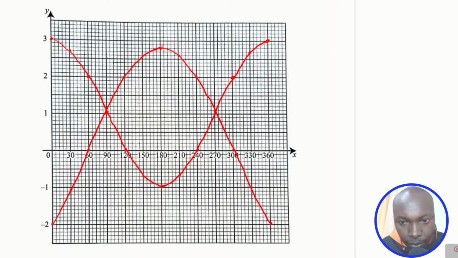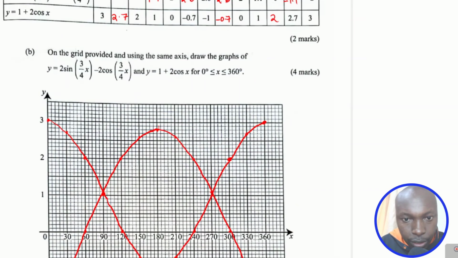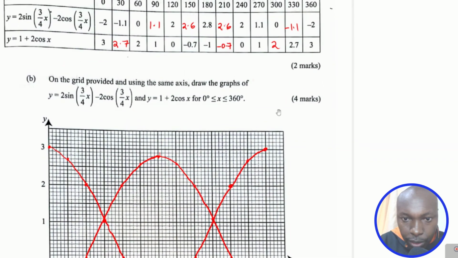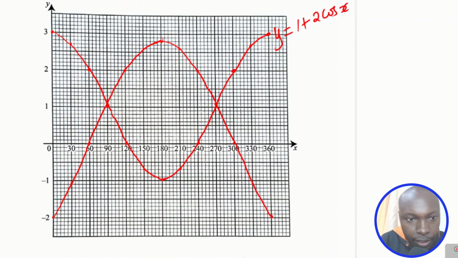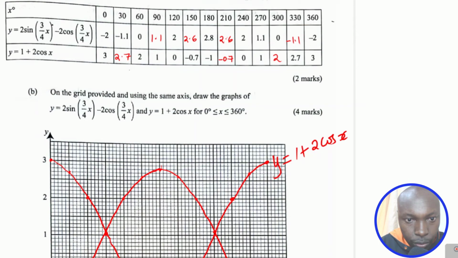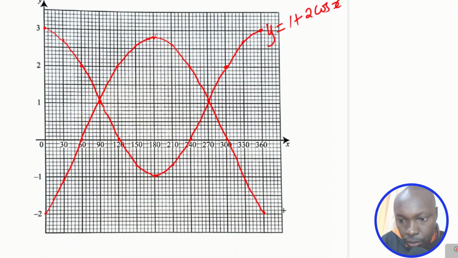So those are the two curves. You've drawn the two curves, ensuring that they are smooth. Now all you're going to do is write the equations of those curves. So this one is the curve y is equals to 1 plus 2 cosine x, and then this other curve that is here, y is equals to 2 sine 3 over 4 x minus 2 cosine 3 over 4 x.